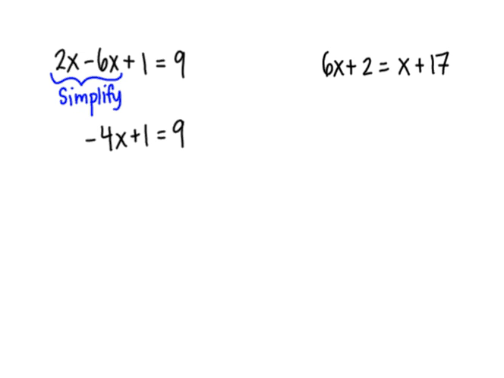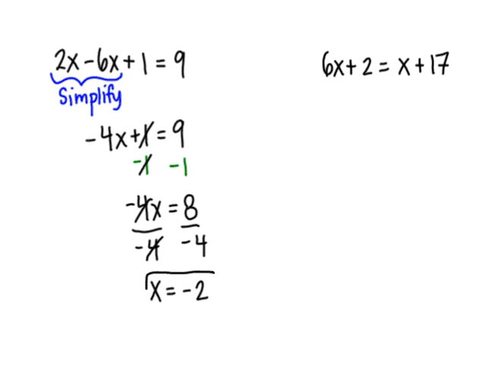To solve it from here, I'm going to move the 1. That means I'm going to subtract 1 from both sides. And negative 4x equals 8. Remember, that's negative 4 times x, and the opposite of times is to divide. So I'll divide by negative 4 on the left, and I'll divide by negative 4 on the right. And x would equal negative 2.